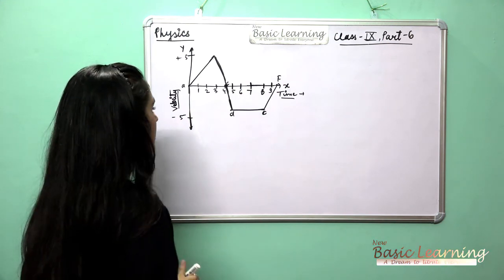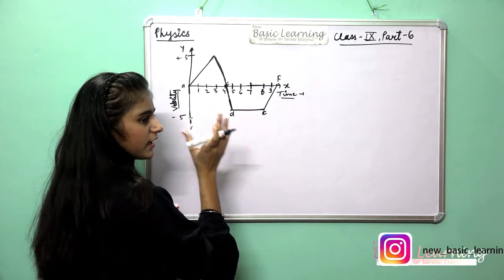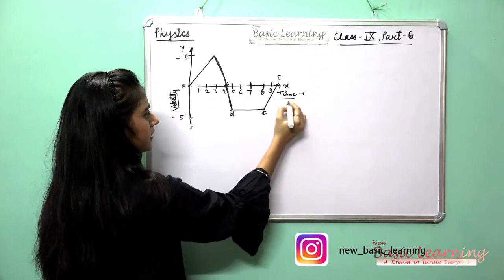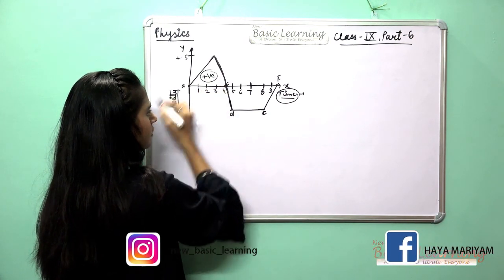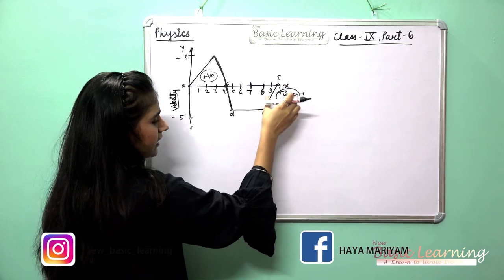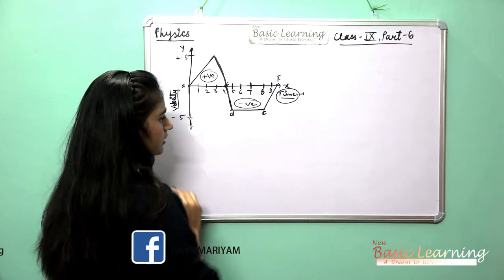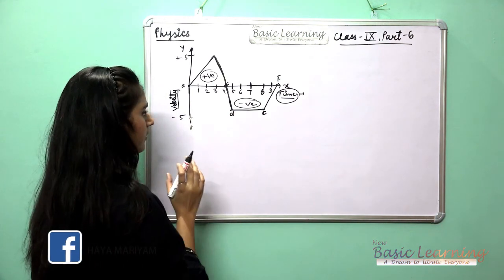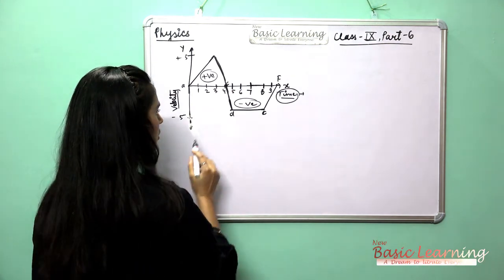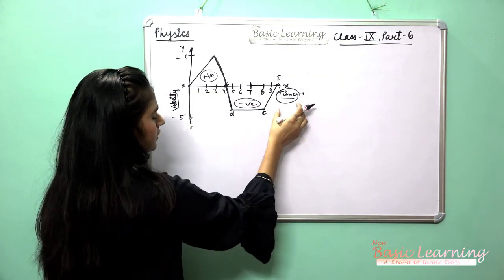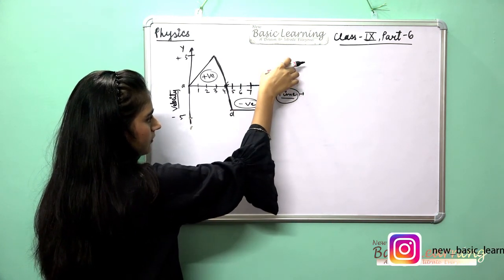So now we will do the calculations of displacement, acceleration and distance. First of all, if the area is creating above the time axis, it is positive. Okay, and if the area is creating below the time axis, then it is negative. This point you have to keep in your mind every time you do a calculation related to the velocity time graph.